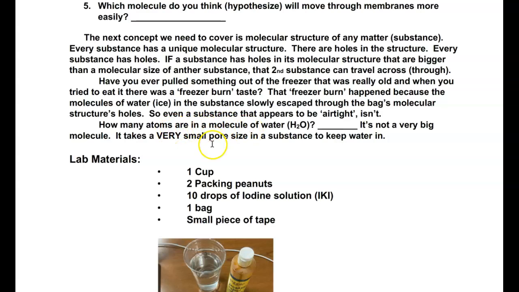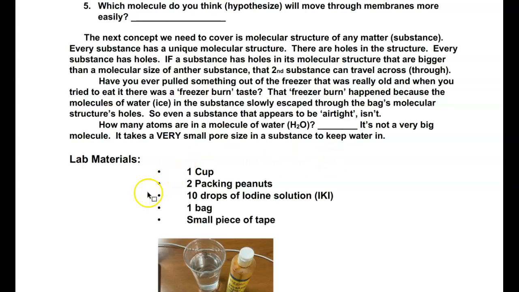How many atoms are in a molecule of water? So now we've practiced up above. We just look at our subscripts down here and add them together. So we have 2 hydrogens and 1 oxygen, so a total of 3. So the answer is 3. Not a very big molecule, only 3 atoms. So it takes a pretty small little pore in a substance to prevent the water from escaping.